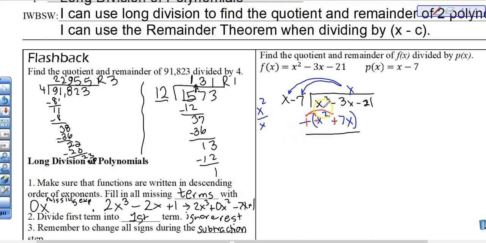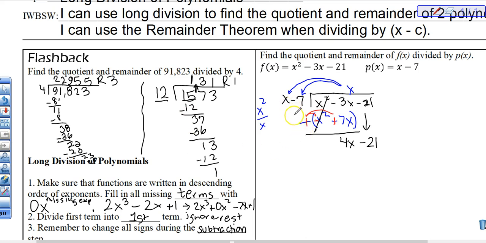Now, this is what needs to happen. If this doesn't happen, you've done something wrong. X squared minus x squared is gone. That first term has to be eliminated when you're doing this properly. Then you add your next terms. So negative 3x plus 7x is 4x. Then we bring down minus 21 and we start over. You with me? All right.